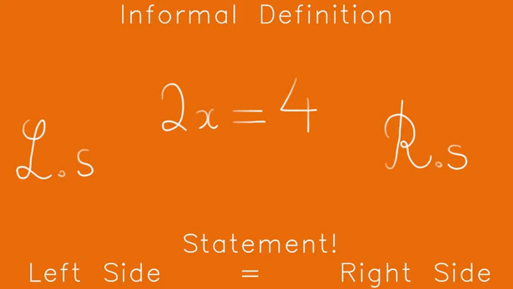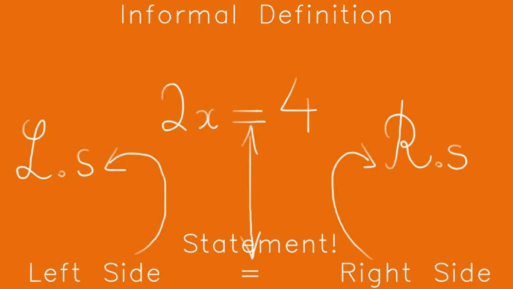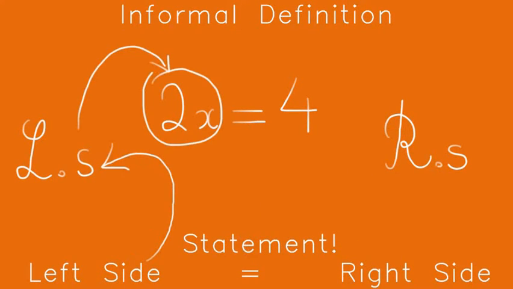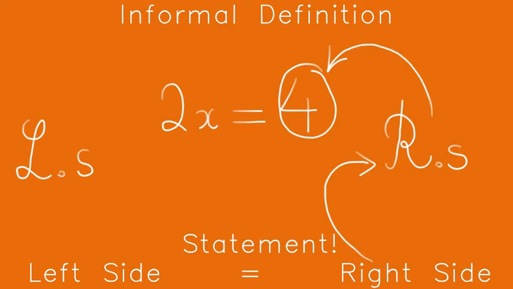Now, what are the left hand side and right hand side? Everything on the left is called the left side, and everything on the right is called the right side. What divides them is the equality sign, the two parallel dashes you see between 2x and 4. So 2x is part of the left side, and 4 is part of the right hand side.